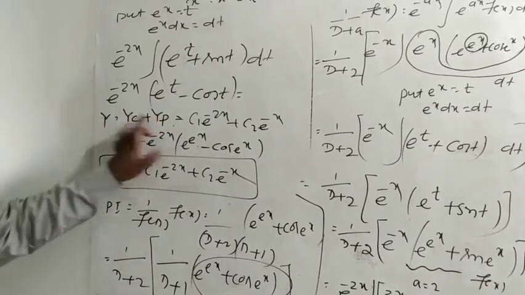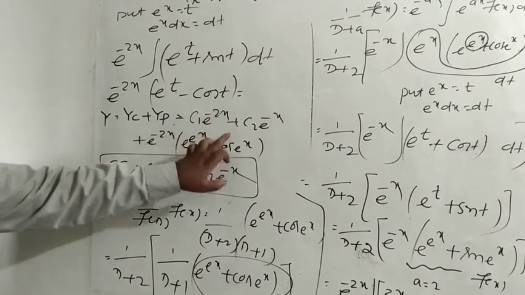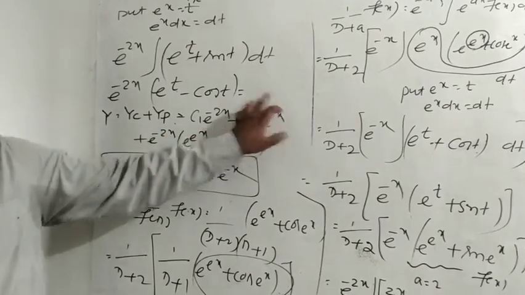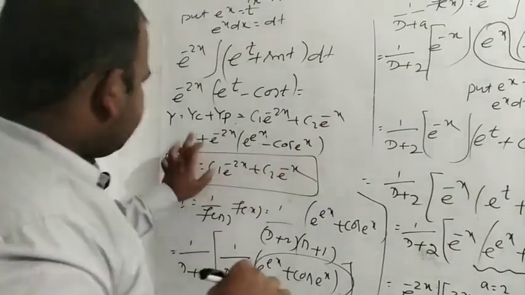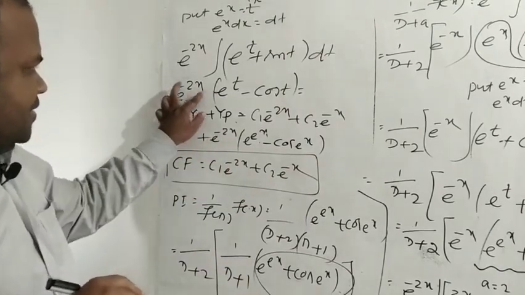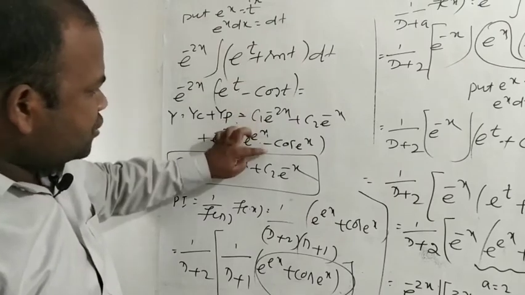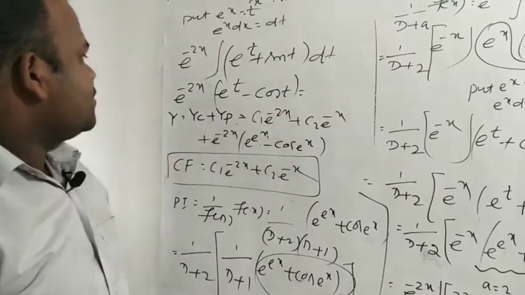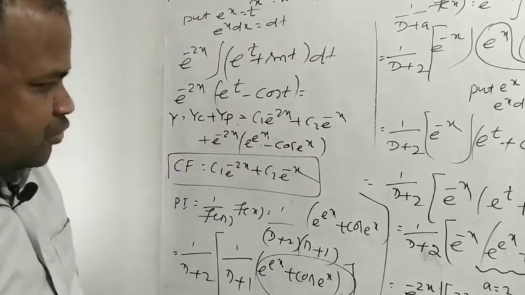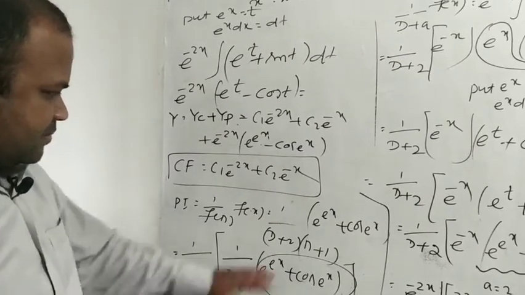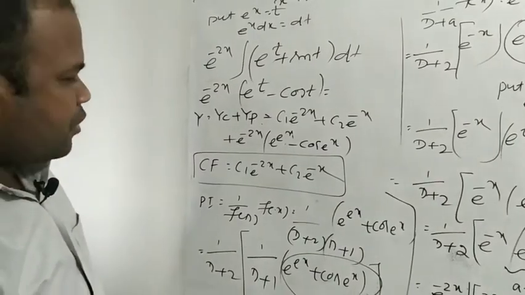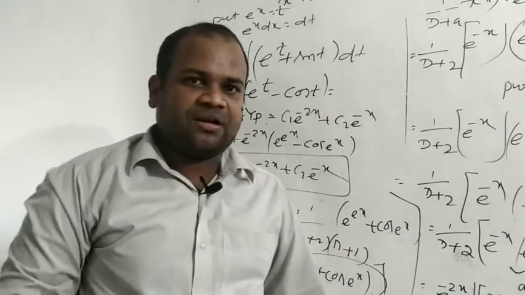Because t you will convert in the form of e raised to x. So y equal to yc plus yp. So c1 e raised to minus 2x plus c2 e raised to minus x, this is CF, plus PI: e raised to minus 2x into e raised to t, meaning e raised to x minus cos of e raised to x. So this is the total solution by using the direct method. So in this way you will solve the various types of problems by using the general method.